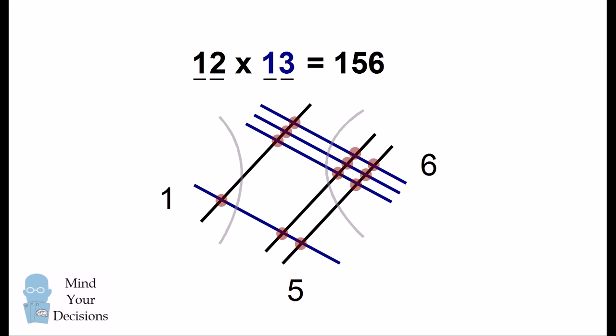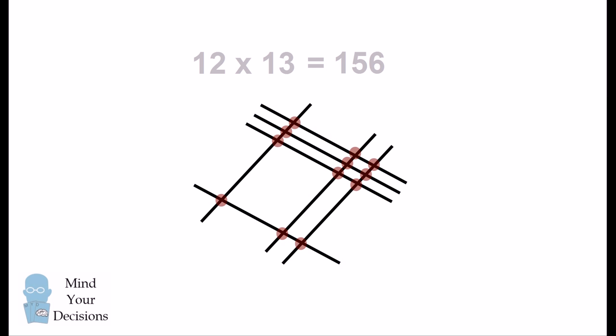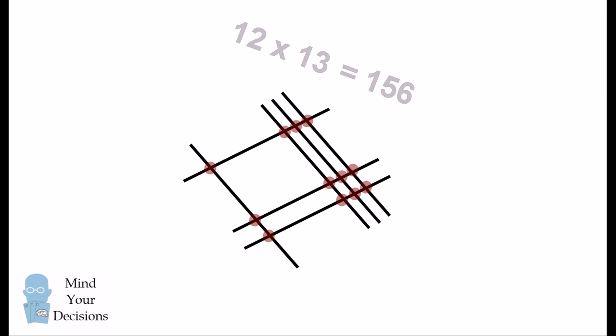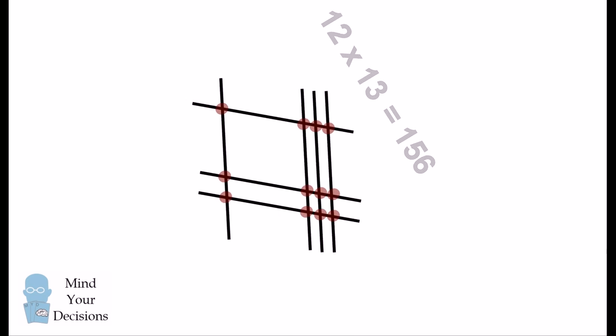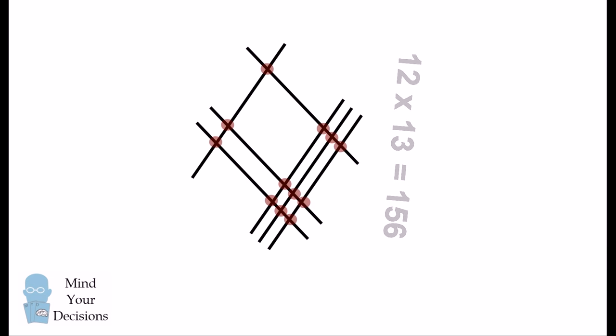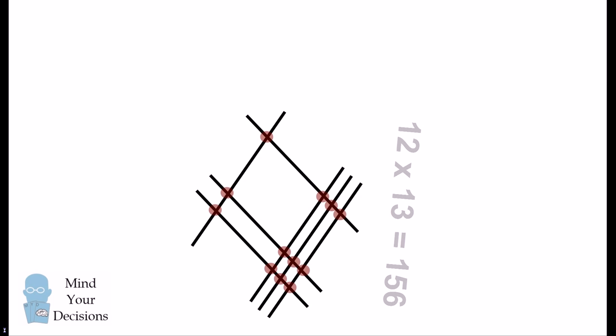But there's a cool thing you can do now that you've drawn the diagram. Let's remove some of the labels. Now what we're going to do is rotate this entire diagram 90 degrees. And the thing I discovered is that you now get a new diagram, and this can solve a new multiplication problem. Let's look at the lines that are going to the upper right.